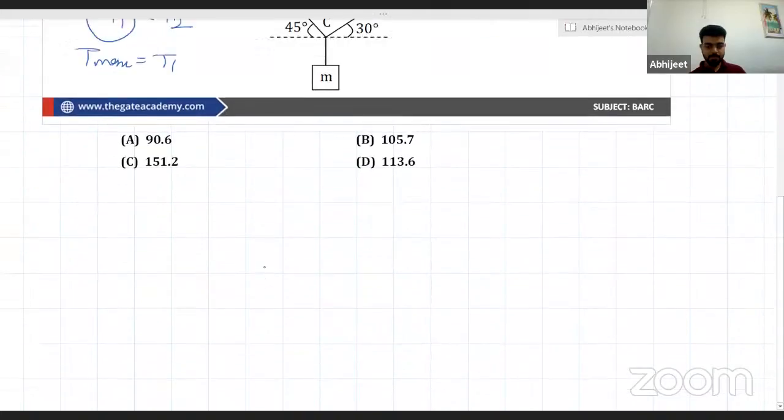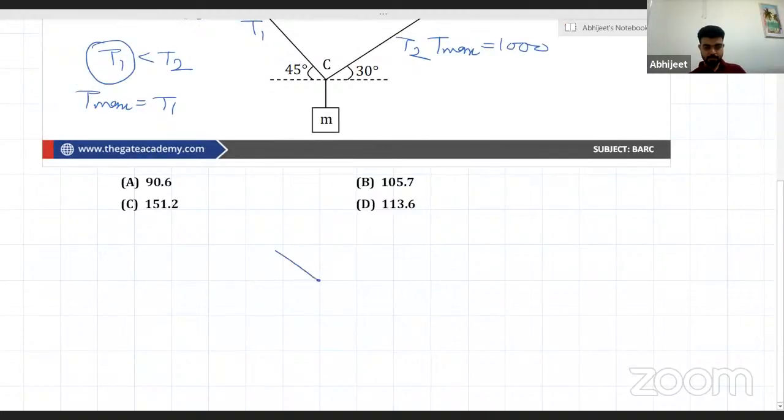Obviously, we can apply Lami's theorem, as 3 forces are acting at a point. So this will be your mg, this will be your T1, and this will be your T2, all in tension. Now this is the angle which is given as 30 degrees, so it will become 120 degree total angle. This total angle will become 135 degree. And this will become 360 minus these: 180 minus 30 is 150, 150 minus 45 is 105. Correct?